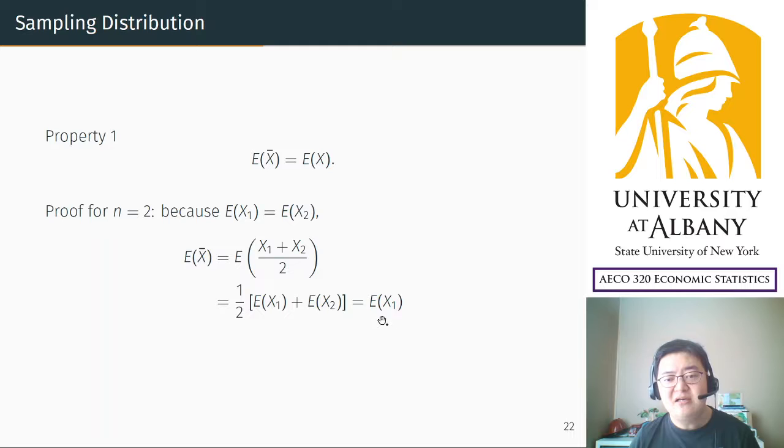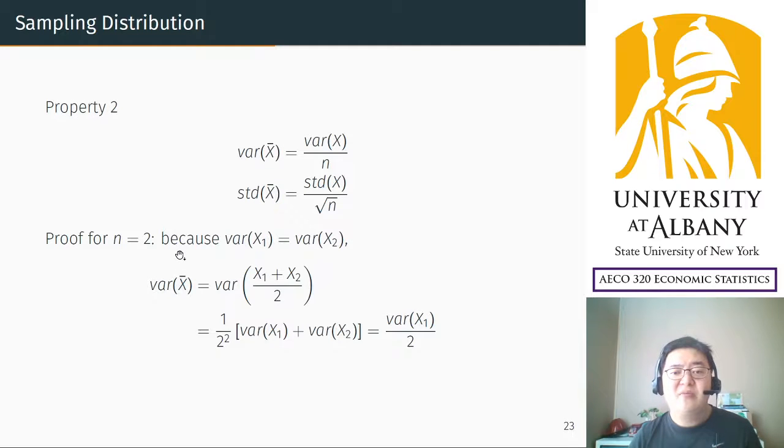So the expectation of a single outcome equals the expectation of the average of many numbers, and it doesn't matter how large a sample size you consider. Regardless of the sample size, the mean does not change. That's property one. It's nice, very simple.